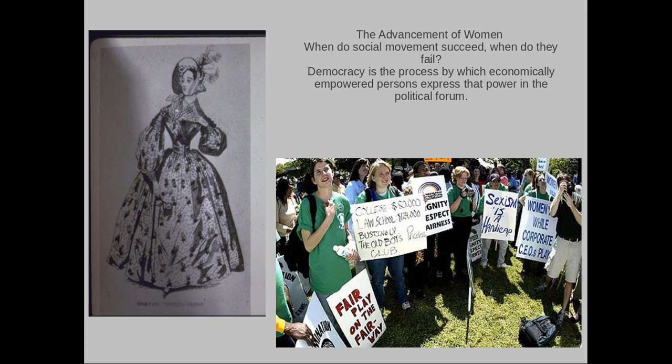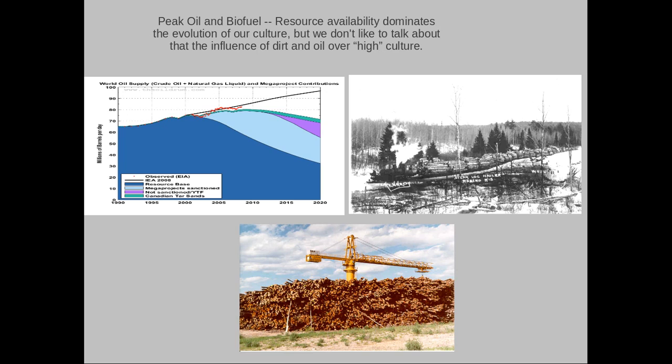The history of it is far more complex than that. Women's rights have expanded and contracted in various ways in various human cultures around the world, including in modern industrial society. It has not been a process of linear change. There have been many ups and downs. Understanding the process by which economically empowered persons express the power that they gain over time, how that affects the evolution of women's rights and civil liberties for minorities, is important, both in terms of understanding our past and understanding where we're going in the future.